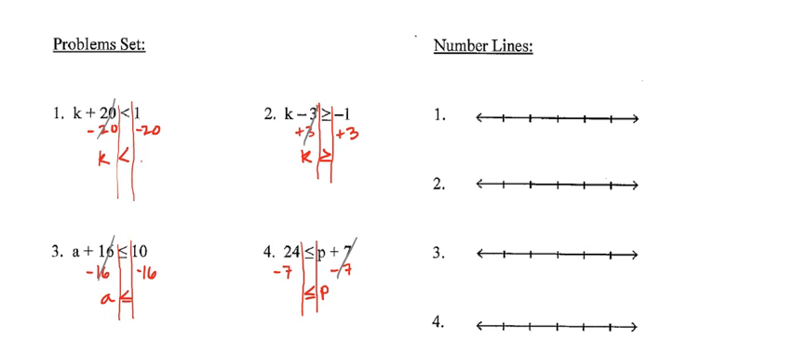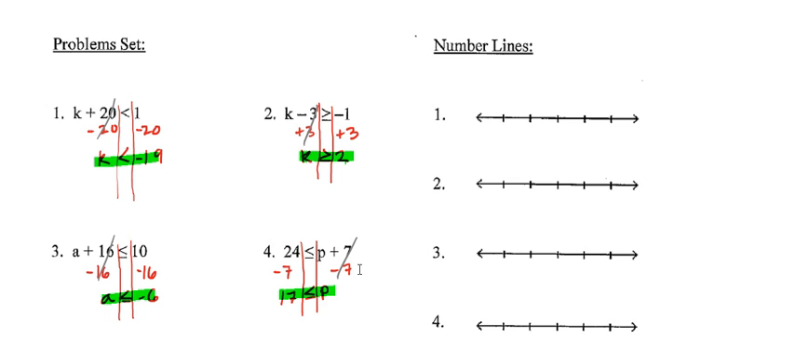1 minus 20 is negative 19. Negative 1 plus 3 gives you 2. 10 minus 16 is negative 6. If you're not sure about these, double check me on a calculator. I could totally make mistakes. It's possible. 24 minus 7 is 17. Okay. These are the things you graph on the number line, just like the page before.